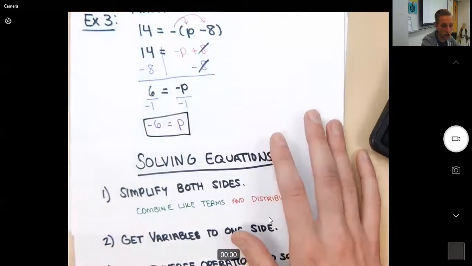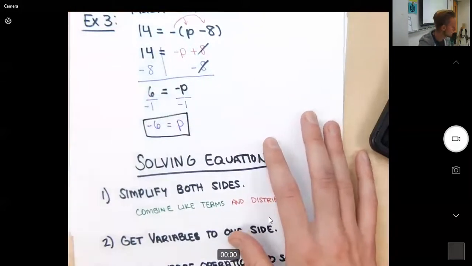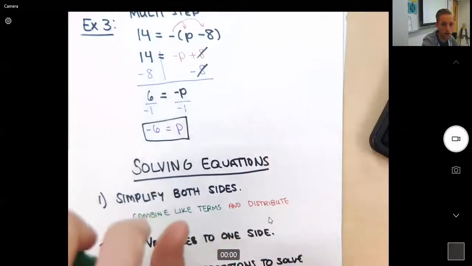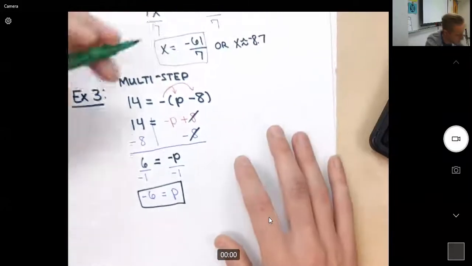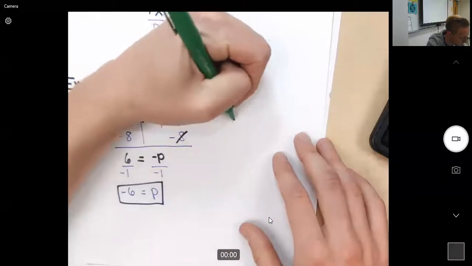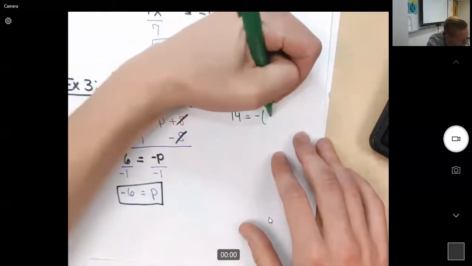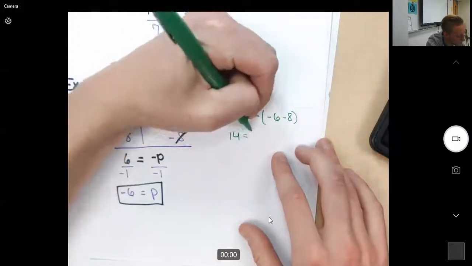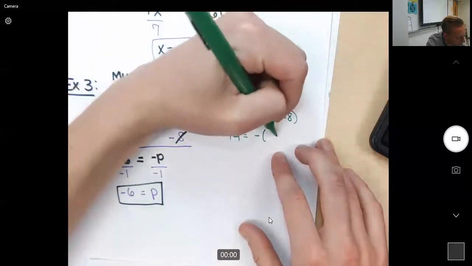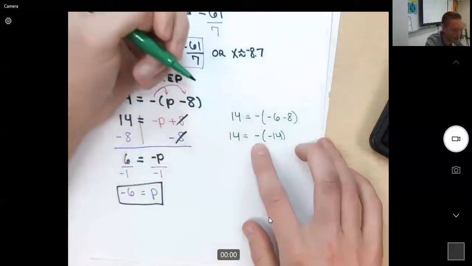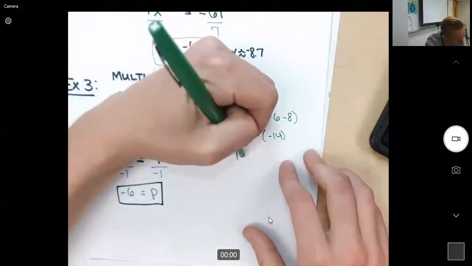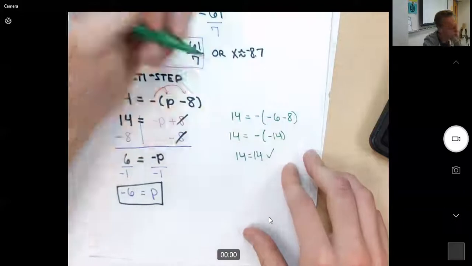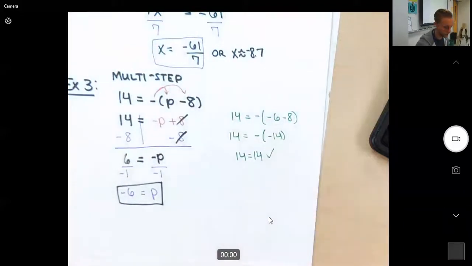Once again, we can check our answer by plugging back into the original equation. So 14 is equal to negative 6 minus 8. Great, well, negative 6 minus 8 is going to be negative 14, and two negatives multiplied together will get us a positive. So that does work out there.